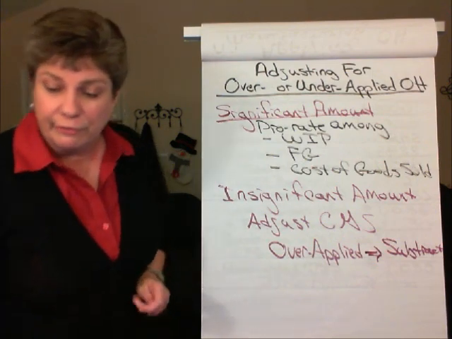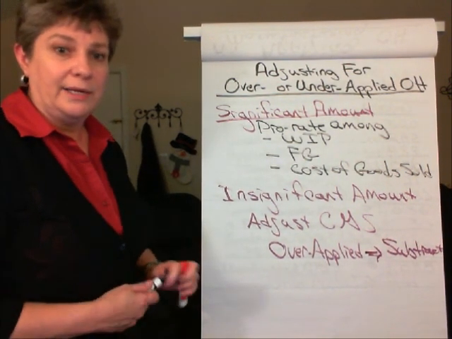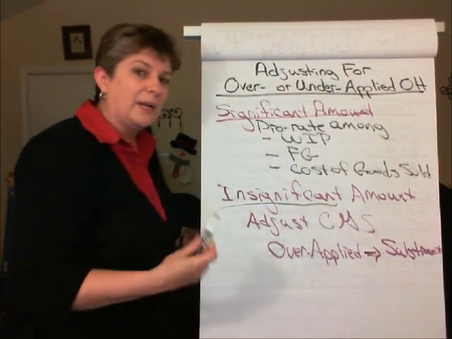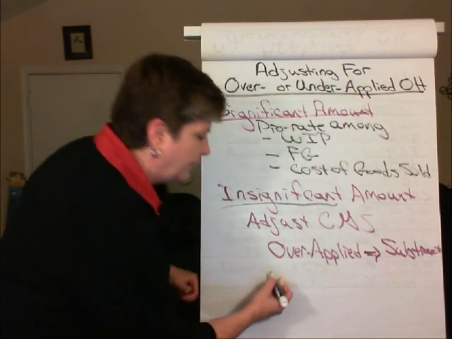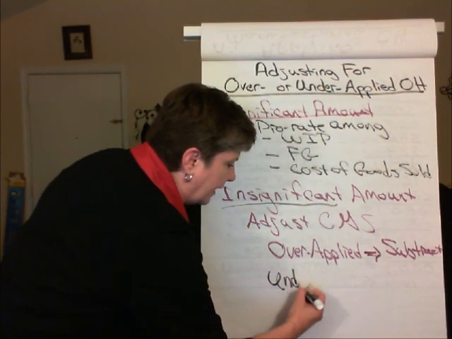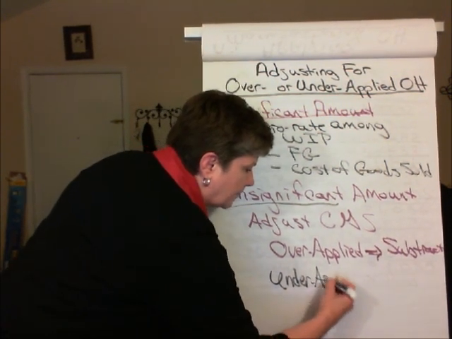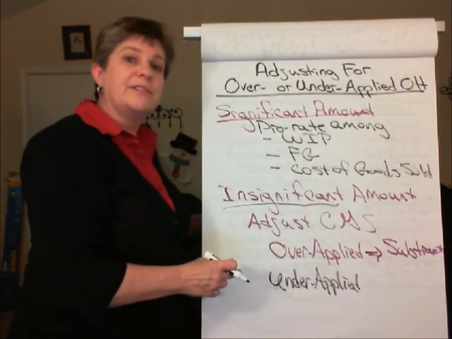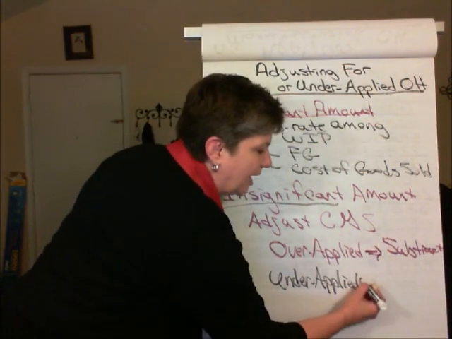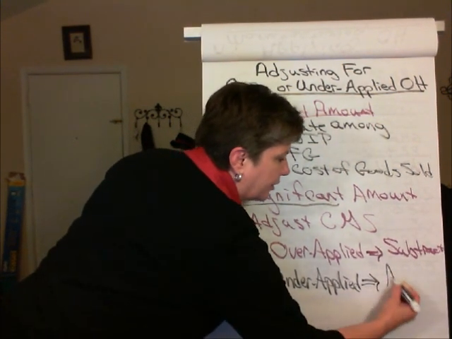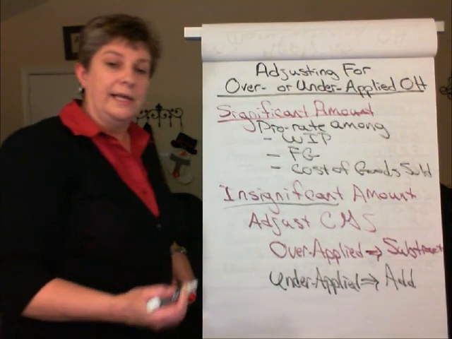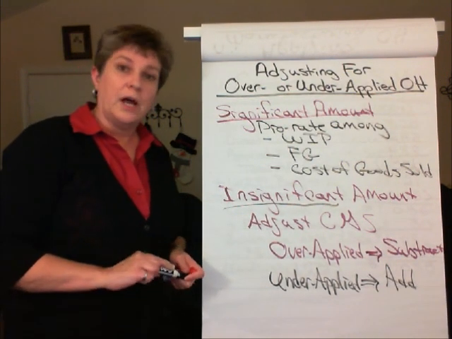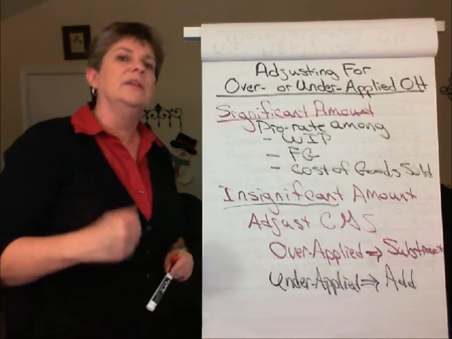Now, if the difference was an under-applied amount of overhead, and again, insignificant, too small to make a big difference in decision making, then the under-applied overhead, because applied was less than actual, we will have to add that difference to the calculated amount of cost of goods sold. And we'll see this adjustment on the cost of goods sold calculation in the next video.